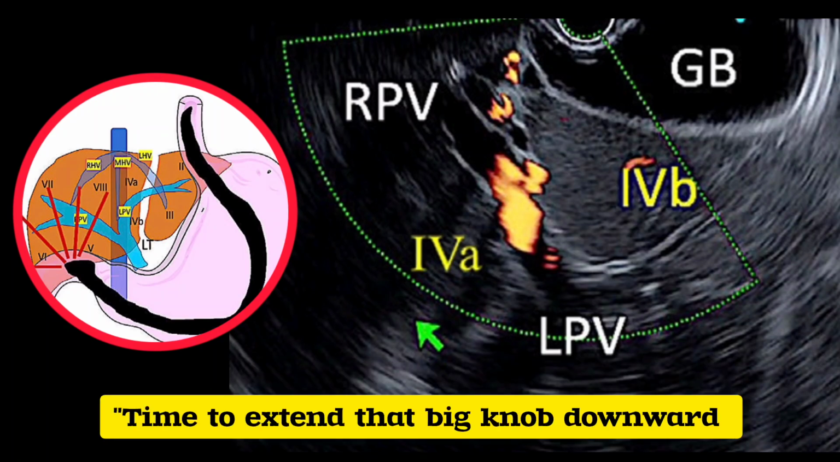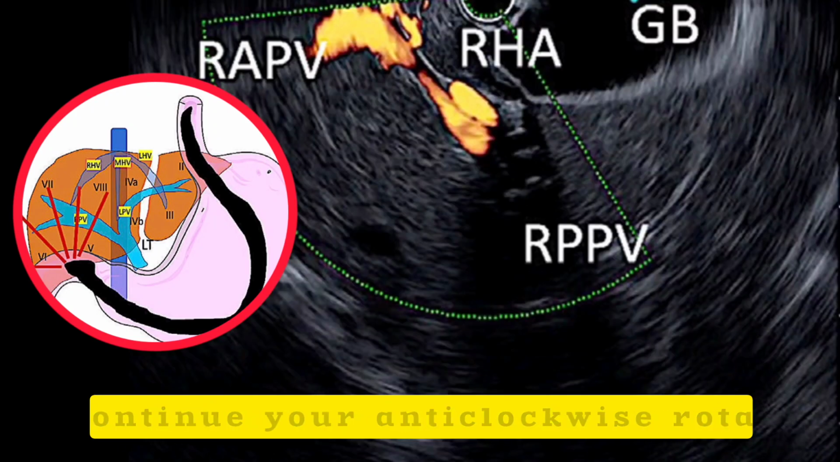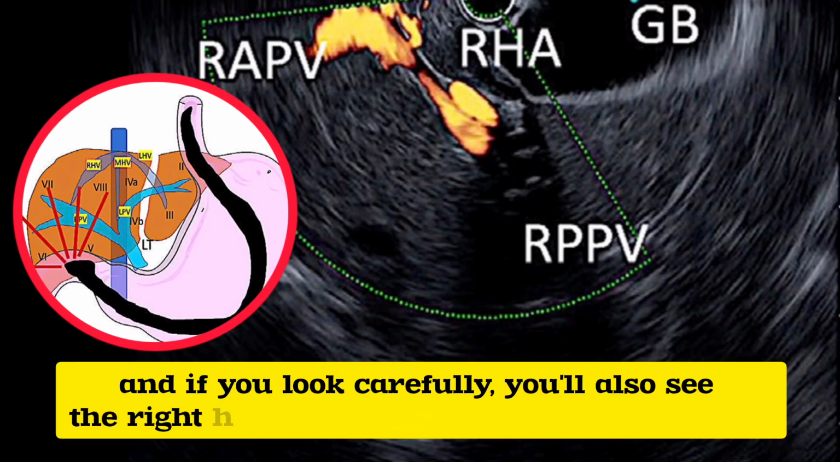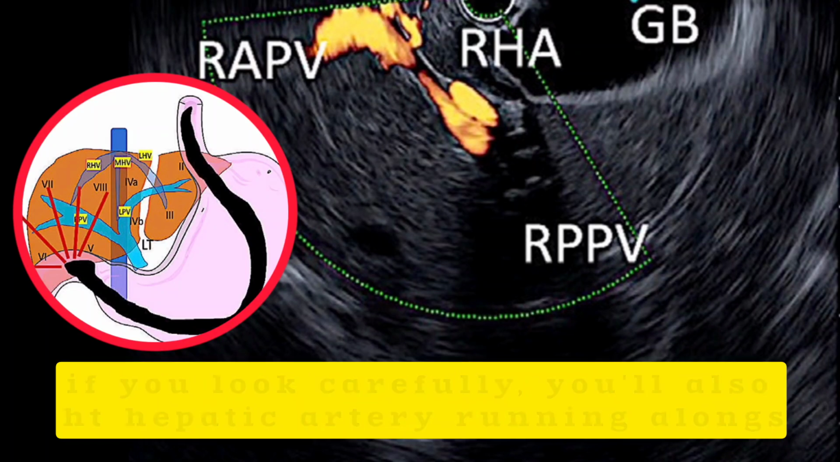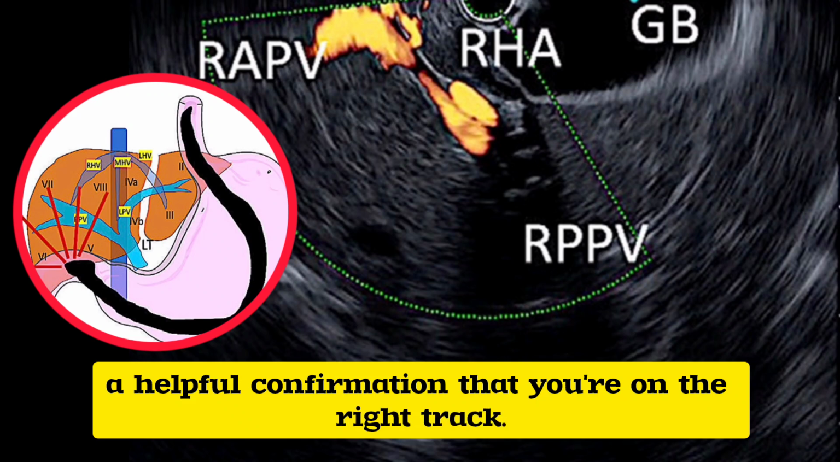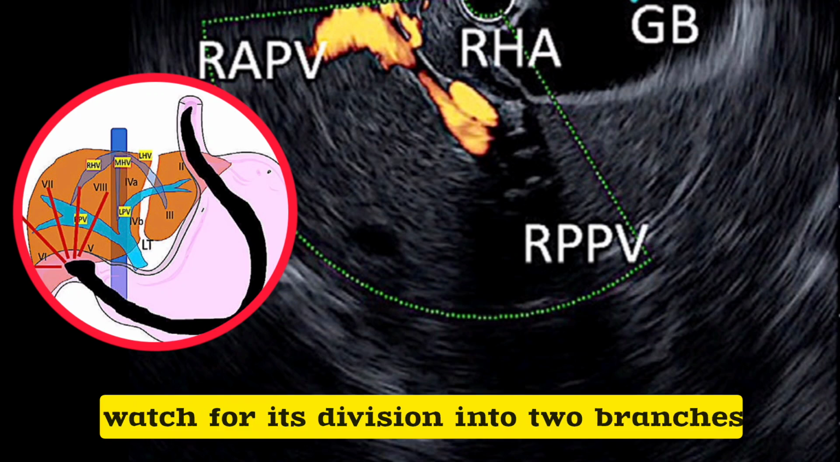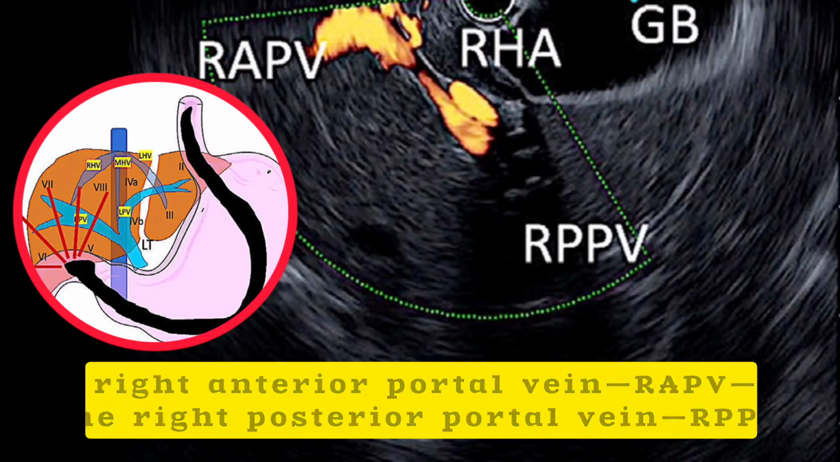Time to extend that big knob downward and continue your anticlockwise rotation. We're now following the right portal vein. And if you look carefully, you'll also see the right hepatic artery running alongside it, a helpful confirmation that you're on the right track. As you trace the right portal vein further, watch for its division into two branches, the right anterior portal vein, RAPV, and the right posterior portal vein, RPPV.